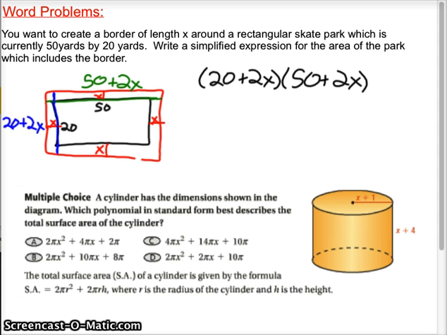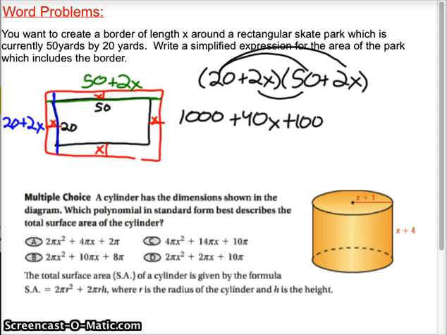So we're going to focus on the first terms. 20 times 50 gives us 1,000. Oh, for outside, 20 times 2x. Well, 20 times 2 gives me 40, and then I have that x there. Inside, 2x times 50. 2 times 50 is 100, and then I have the x there. And now finally, last, 2x times 2x. 2 times 2 gives me 4, and then each of the x's is an exponent of 1. 1 plus 1 gives me x squared.